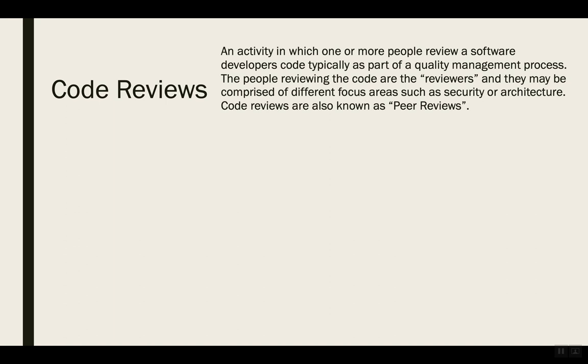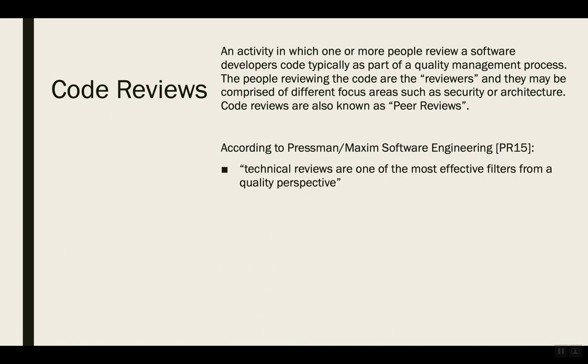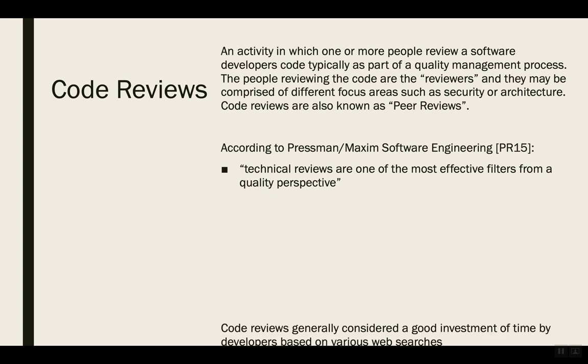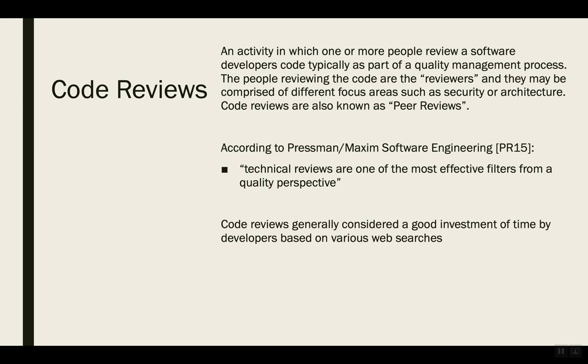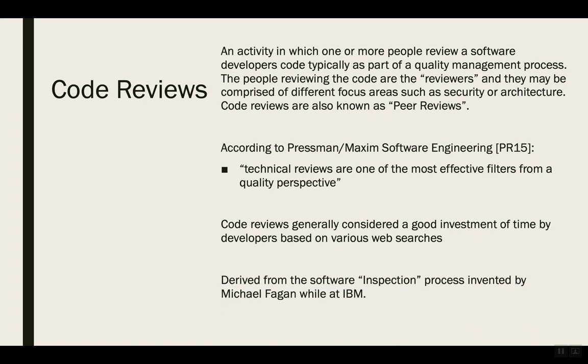In Roger Pressman's software engineering text, technical reviews are considered one of the most effective quality filters. The book mostly refers to technical reviews, but this is where a code review might happen. In my web searches, I found that most reports describe code reviews as a good investment of time, and especially those that followed a lightweight process. Code reviews were derived from the software inspection process invented by Michael Fagan while at IBM.